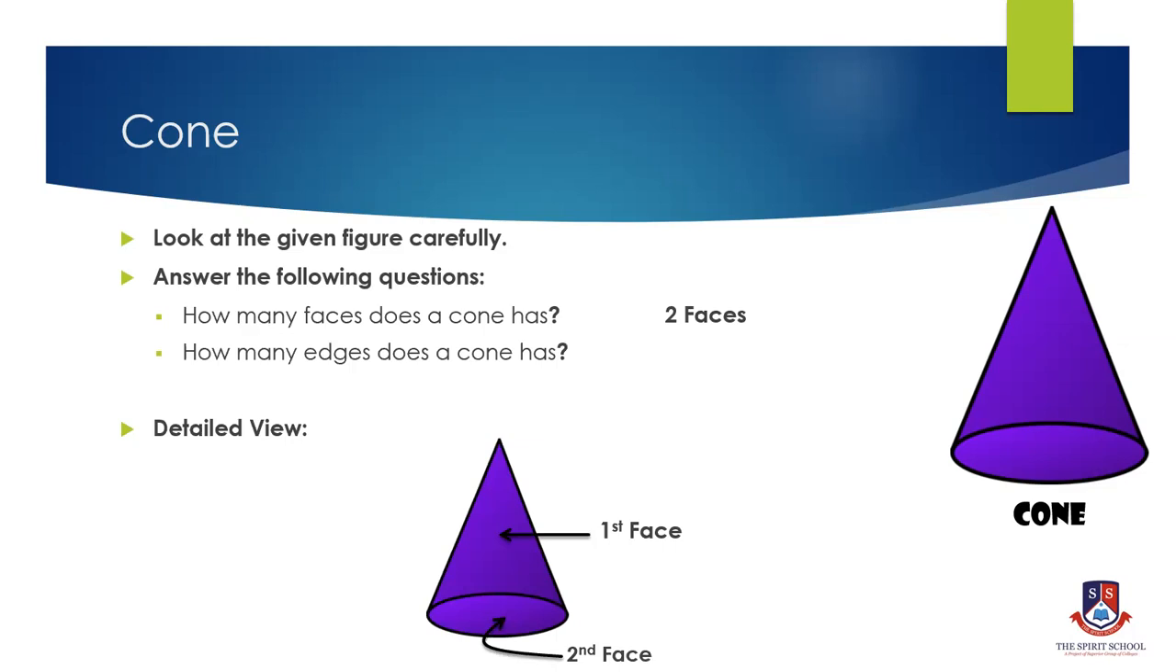An edge is formed when two faces meet each other. So here you can see that two faces are meeting each other to form an edge. So here we are having only one edge.